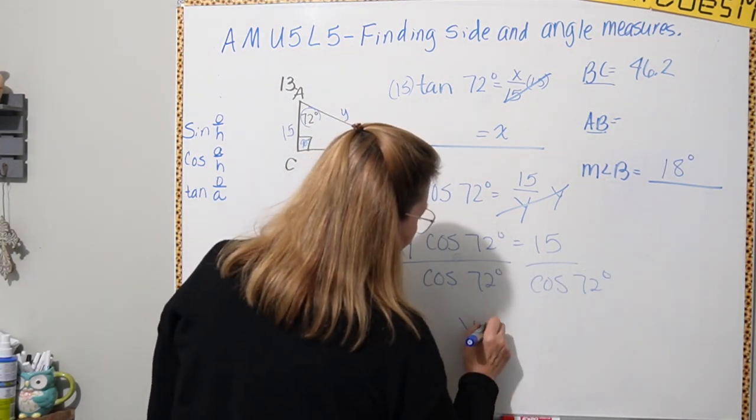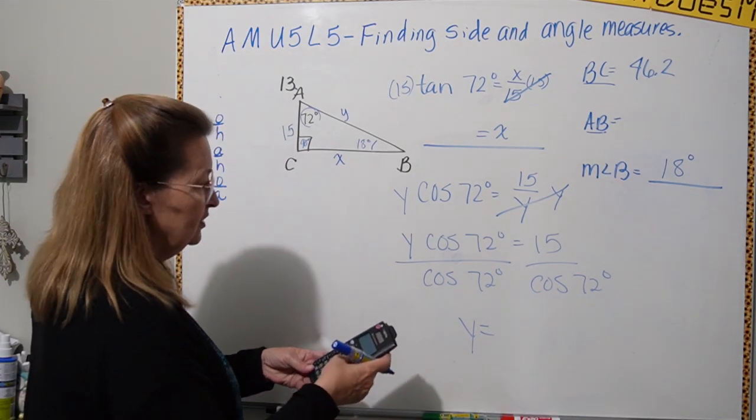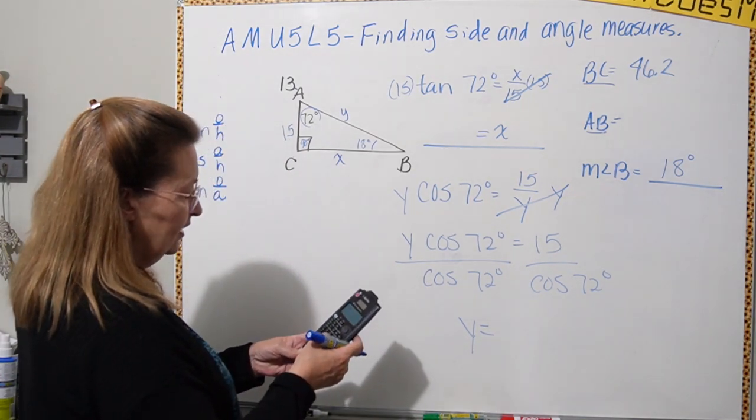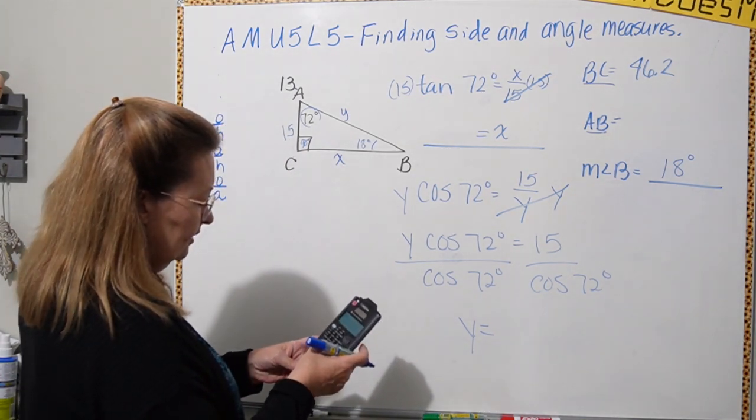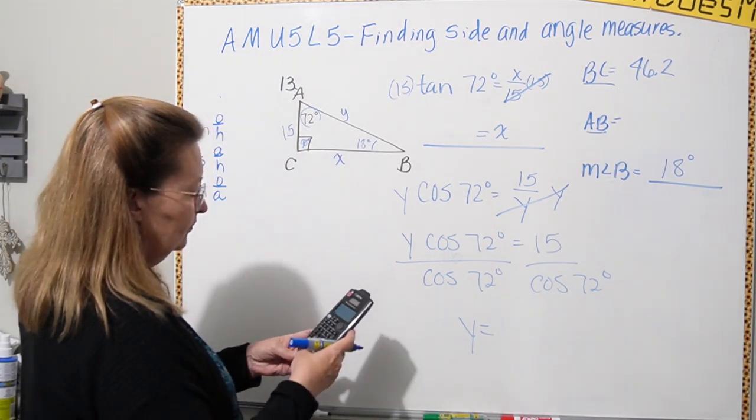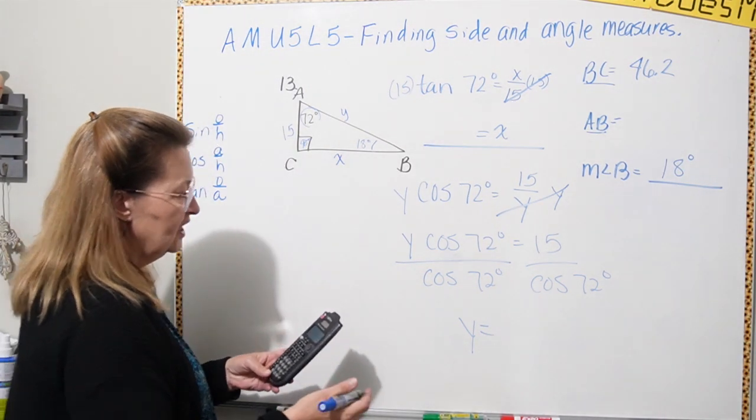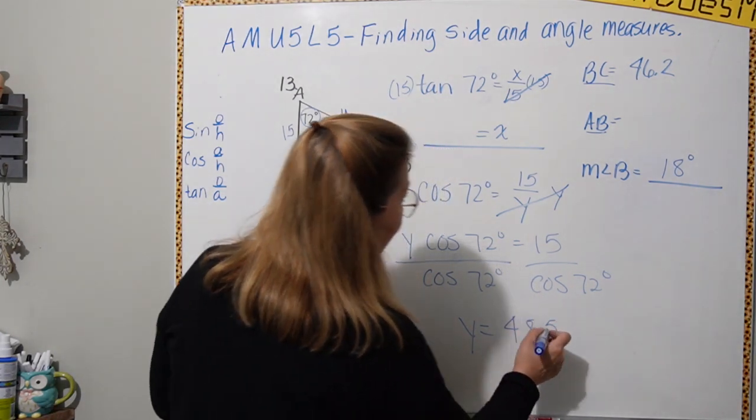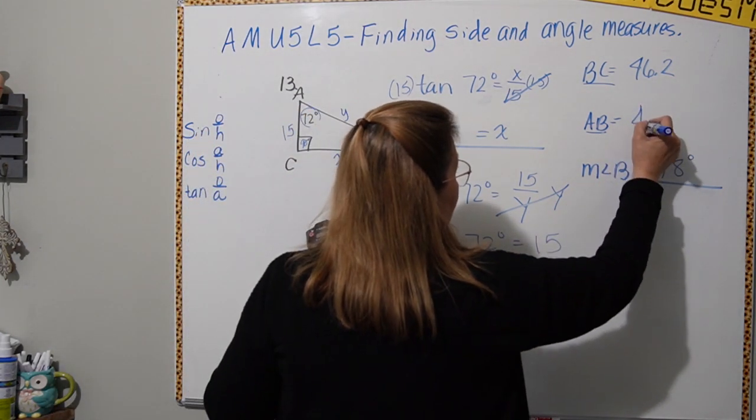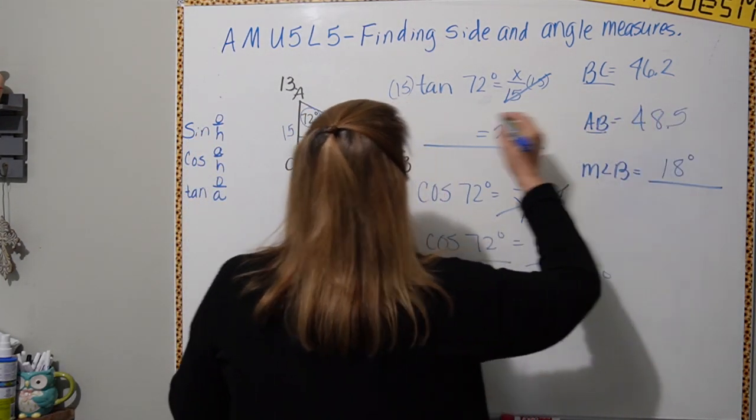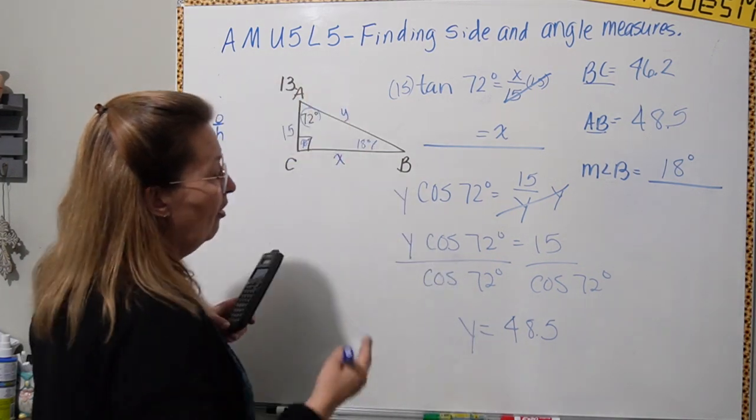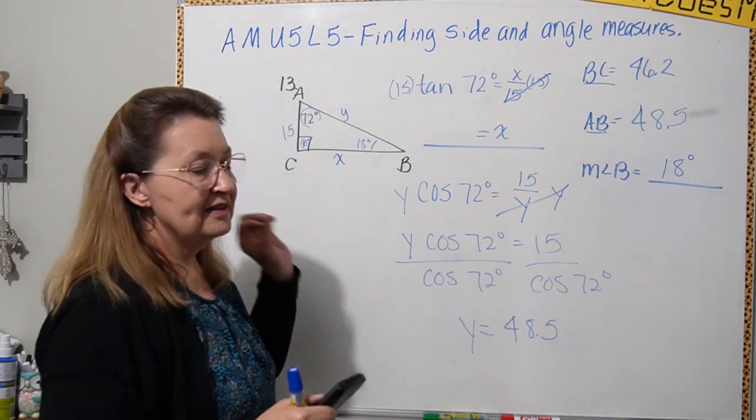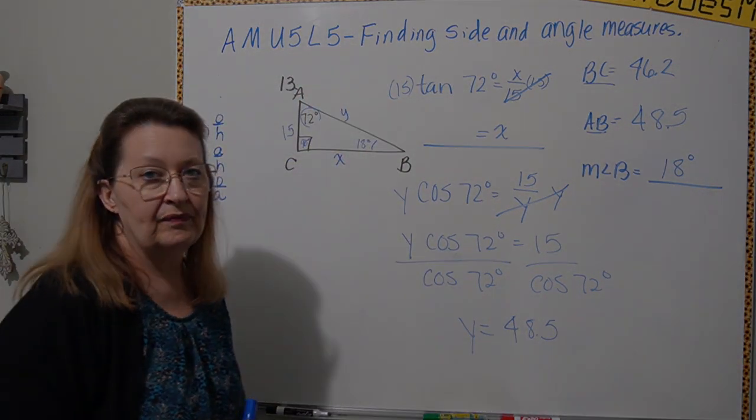So now I'm going to have y equals, and I'm going to use a calculator, 15 divided by cosine of 72 gives me, to the nearest tenth, 48.5. So that is your missing side. So now you know all three angles and all three sides, and that is a solved triangle.